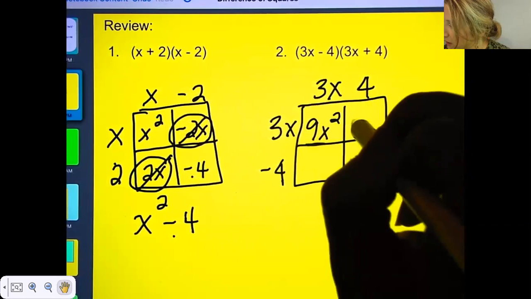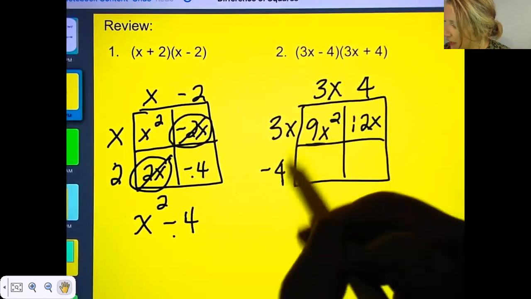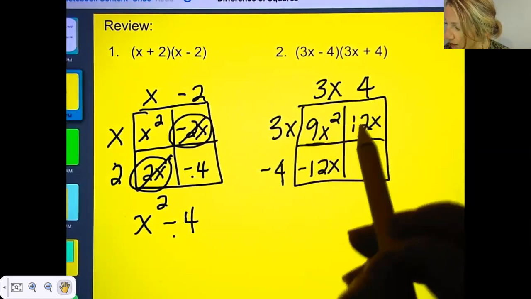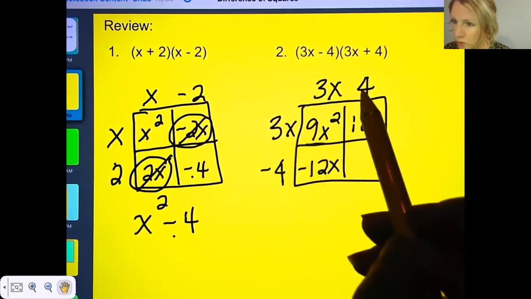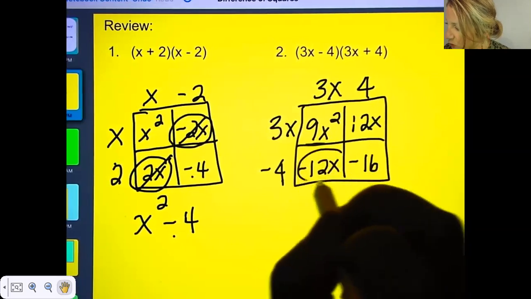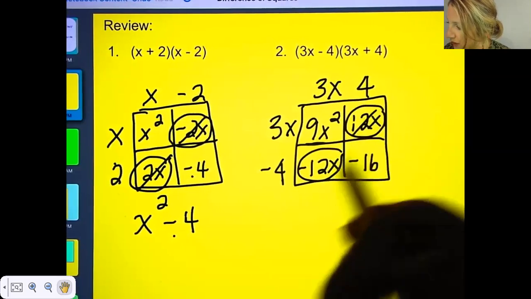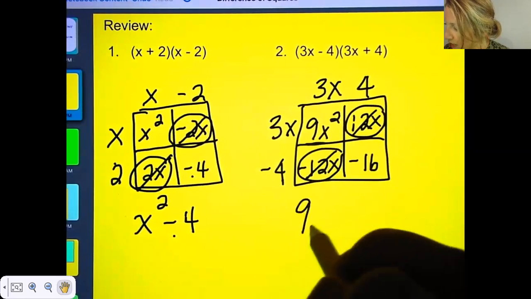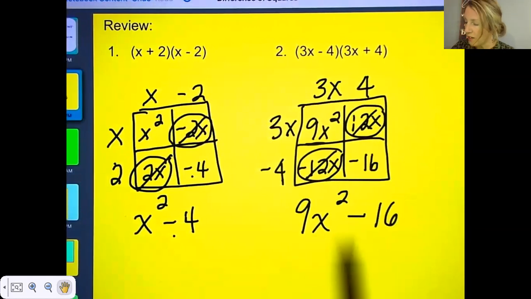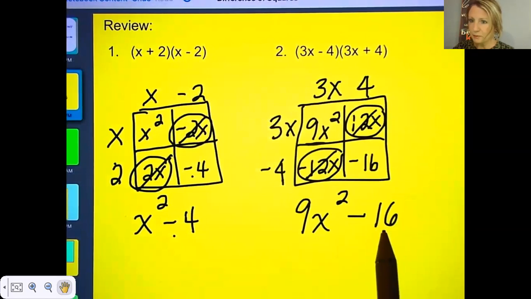3x times 4, that's 12x. Negative 4 times 3x, that's negative 12x, and again it produced these two opposites, so they're going to equal 0, and then negative 4 times positive 4 equals a negative 16. So again, those two middle terms, negative 12x plus 12x, equal 0. We have a 9x squared minus 16. Again, we only have our two terms. We have subtraction, which means difference. 9x squared is a perfect square, 16 is a perfect square. So that's why this is called difference of squares.